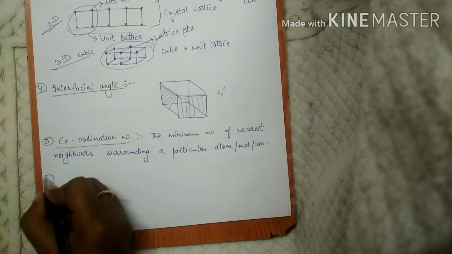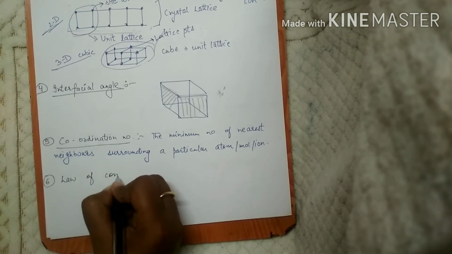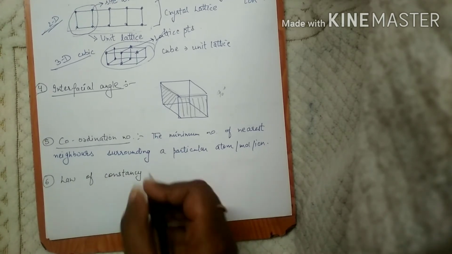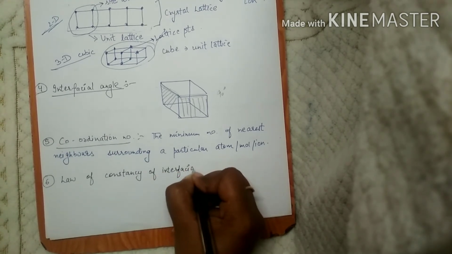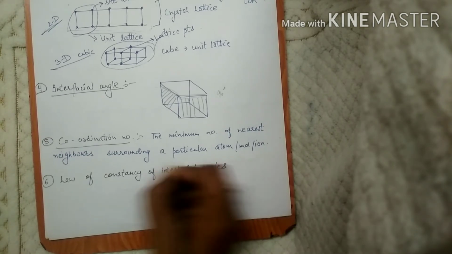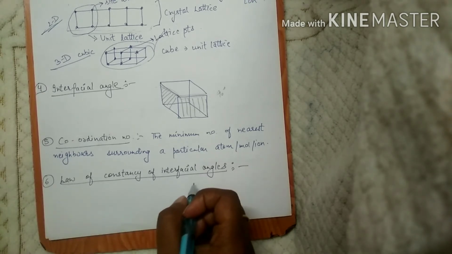Sixth term which I want, it is not a term actually, it is a law of constancy of interfacial angles. I'm going to dictate this, you can write it down. This law states that the interfacial angle of a lattice remains constant no matter the size of a unit cell. This is your law of constancy of interfacial angles.